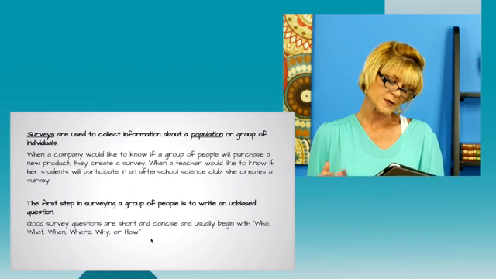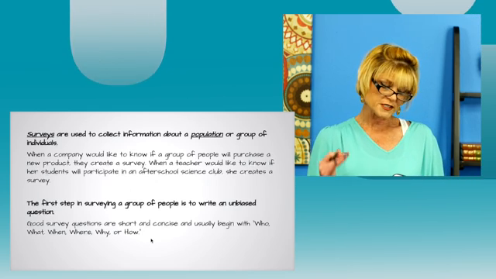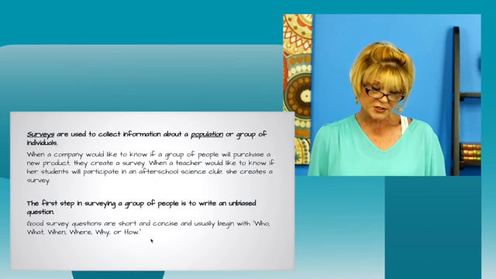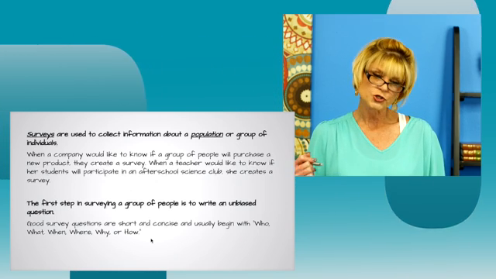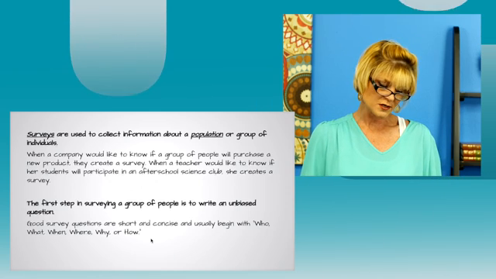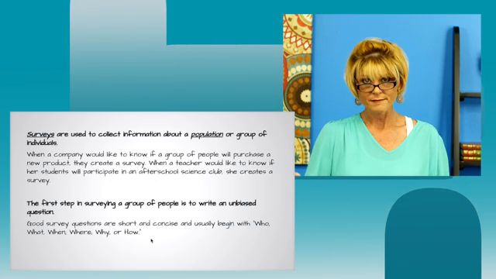Now, the first step in surveying a group of people is to write an unbiased question. Now, good survey questions are short and concise, and they usually begin with who, what, when, where, why, and how.